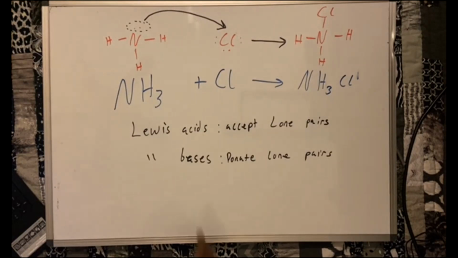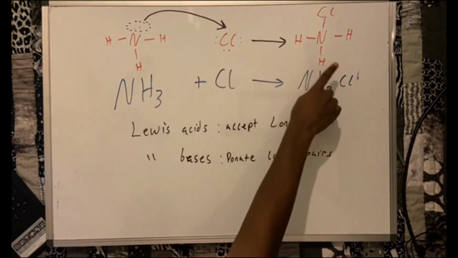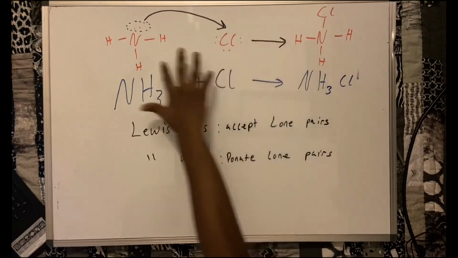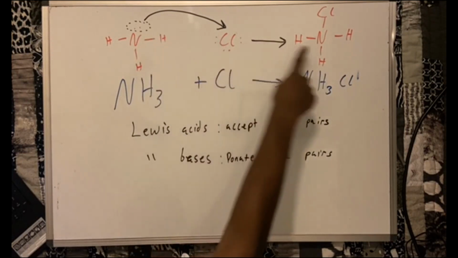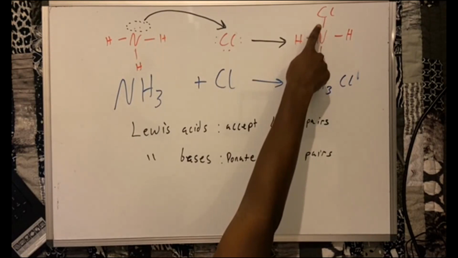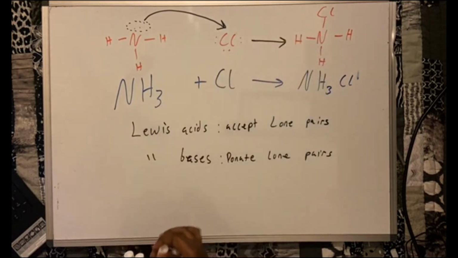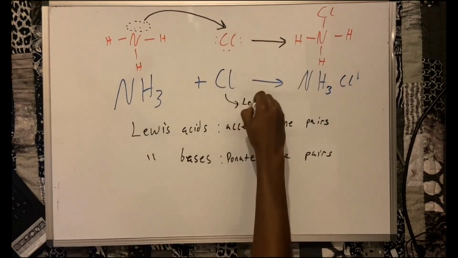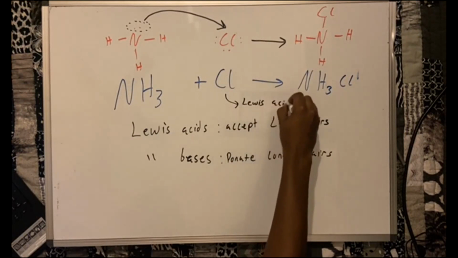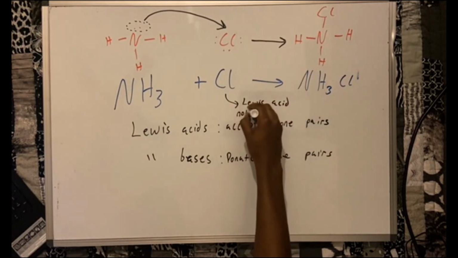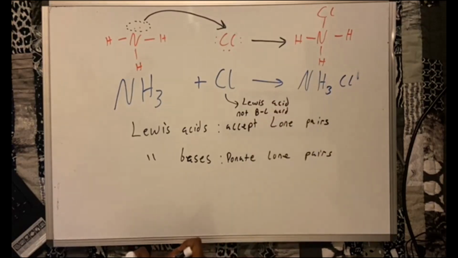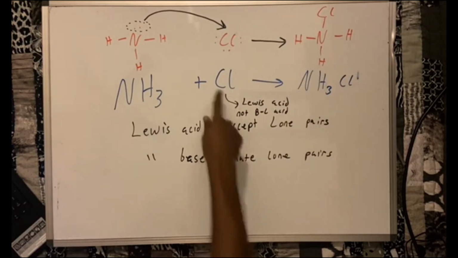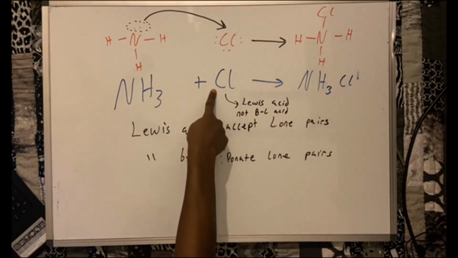Again, similar thing. My Lewis structures may not be right, but that's not what we're concerned about right now. I have my lone pair being donated to this Cl, and the Cl is accepting it by making this bond. So now this is a Lewis acid, right? But it's not a Bronsted-Lowry acid, because there's no proton for it to give up.